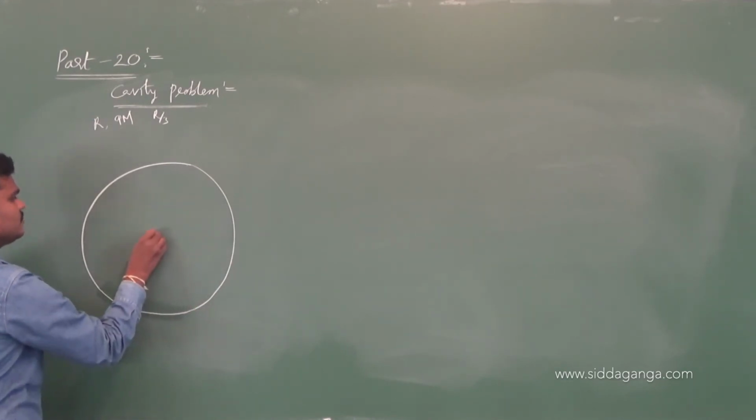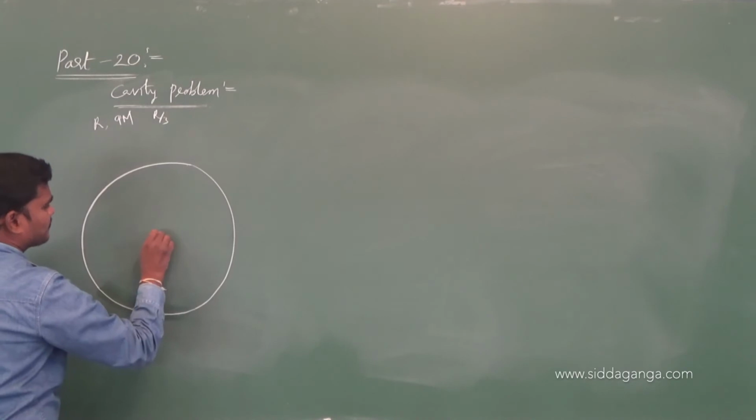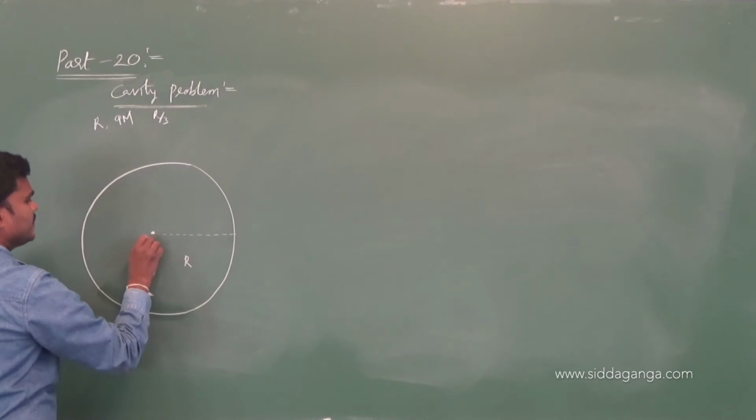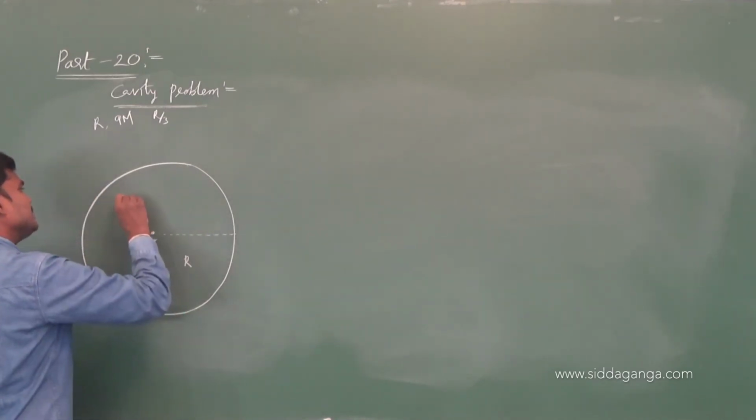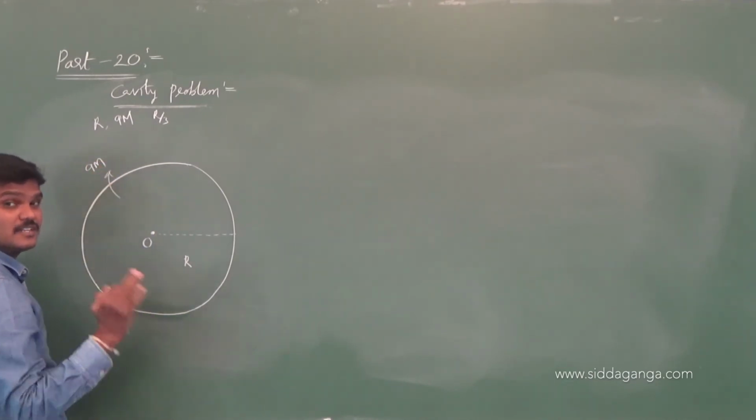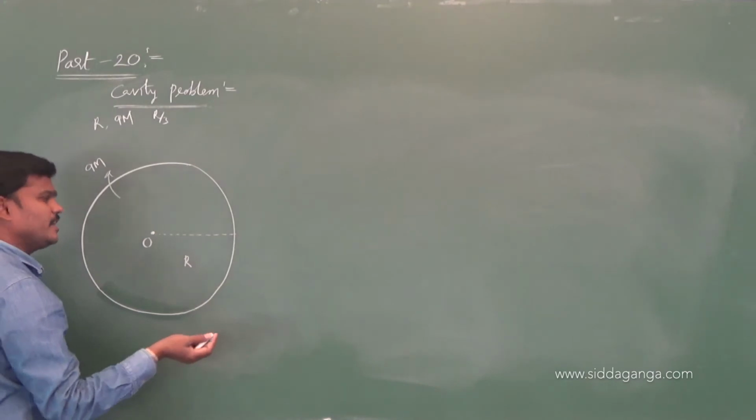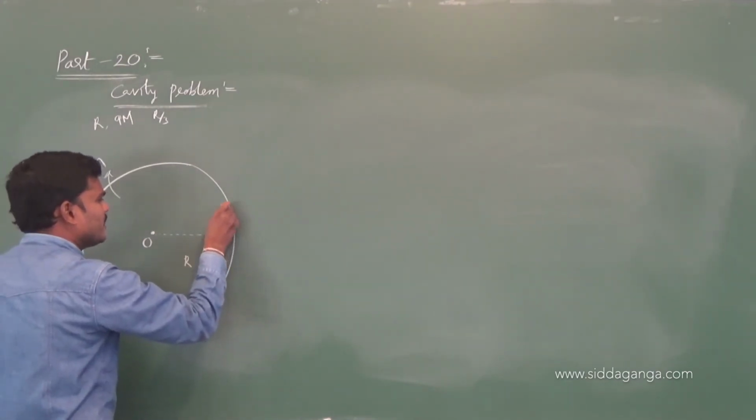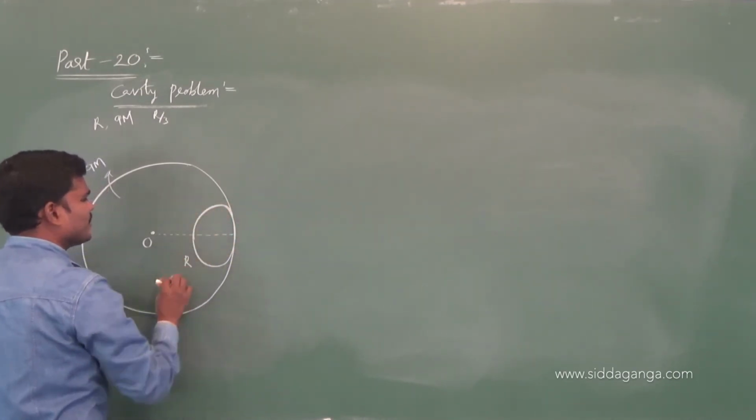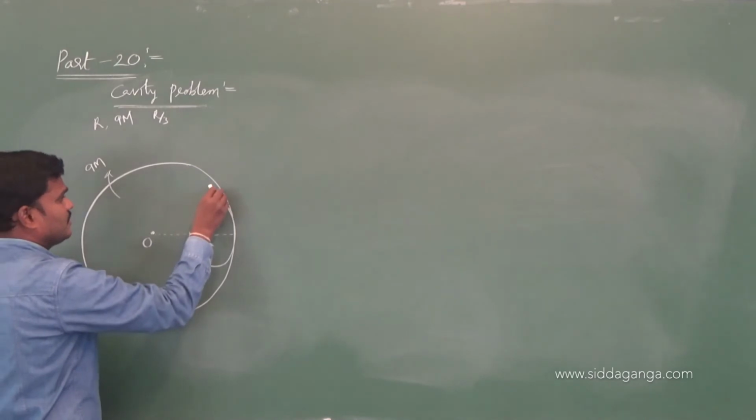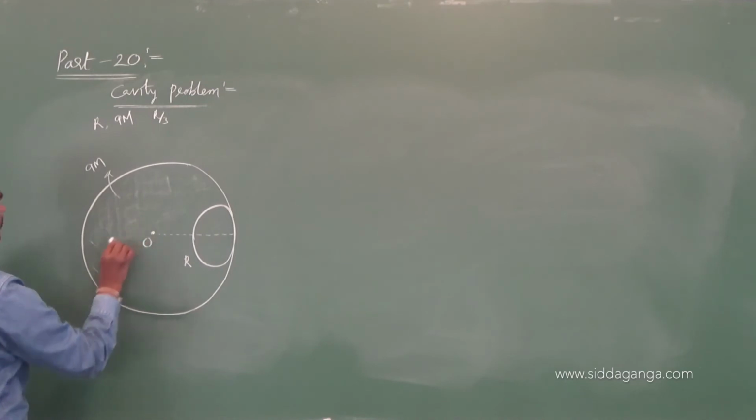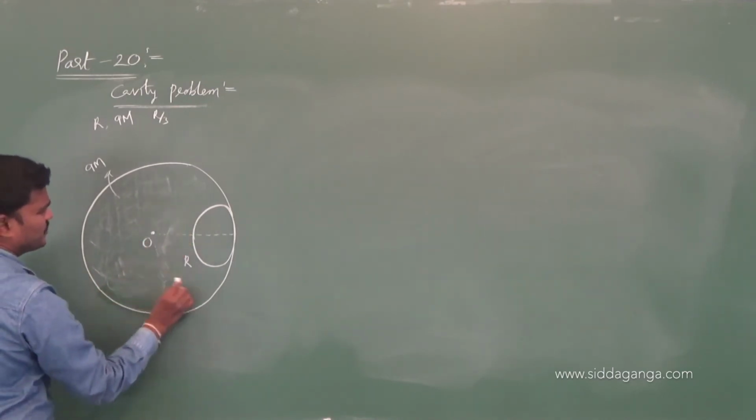Circular disc whose radius is given as R. Center is O. This mass is given as 9 times M. From this, another circular disc is cut from one edge. Any one edge you can take. So let us suppose they have cut like this. They cut this portion, and see, this is the circular disc, this is the remaining portion of the circular disc.